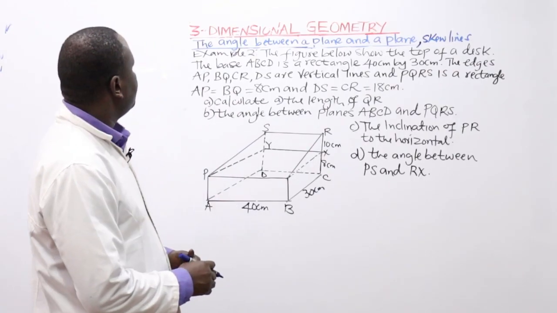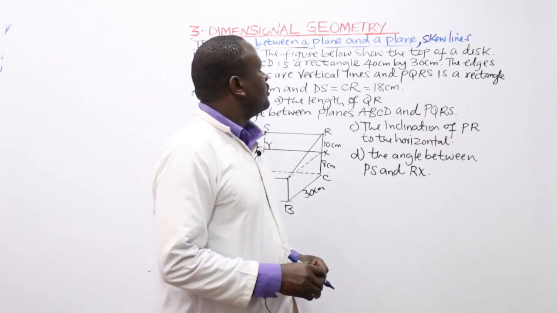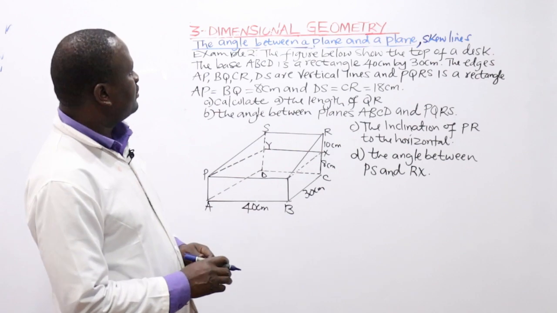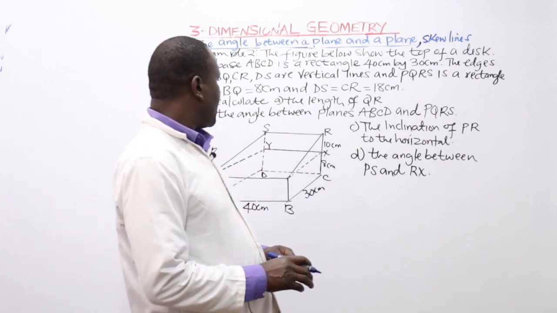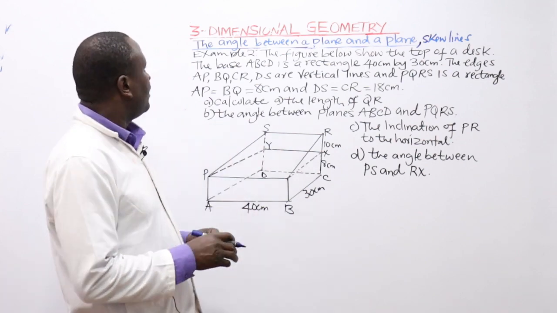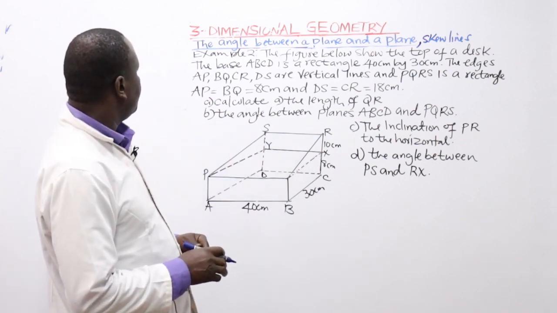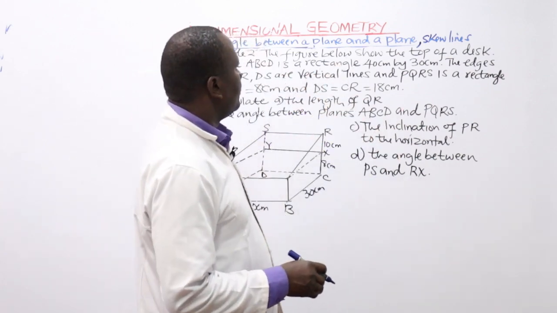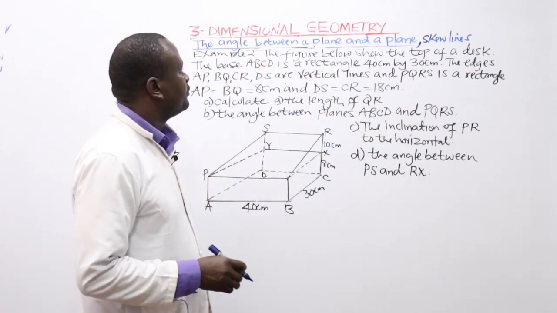So we are going to look at the angle between two planes, the angle between skew lines, and the angle between a line and another line to conclude on this topic. So in this example, the figure below shows the top of a desk.